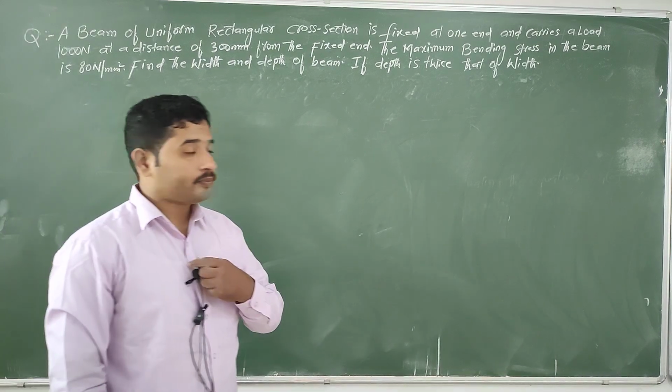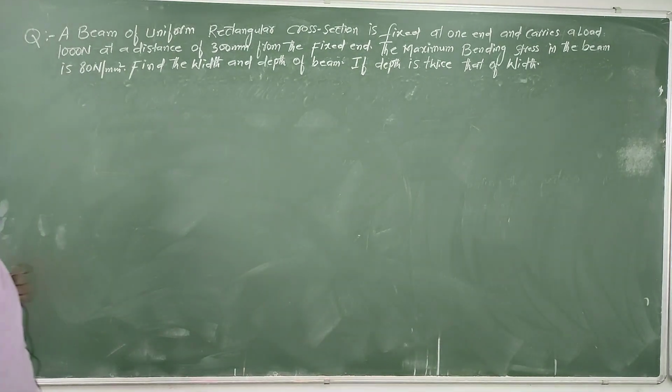Next problem. A beam of uniform rectangular cross section is fixed at one end and it carries a load of 1000 Newton at a distance of 3 meters from the fixed end.